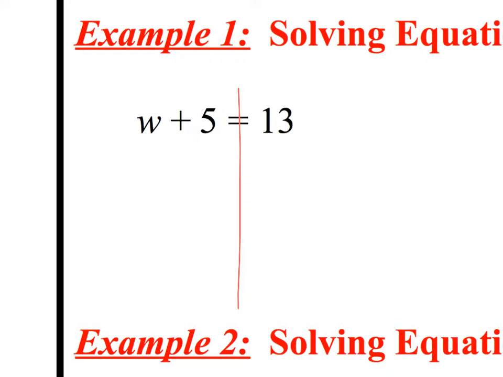So we have W plus 5. Guys, how do I undo plus 5? Yeah.